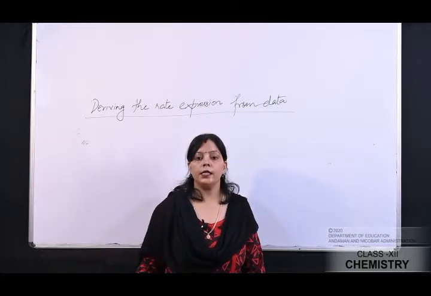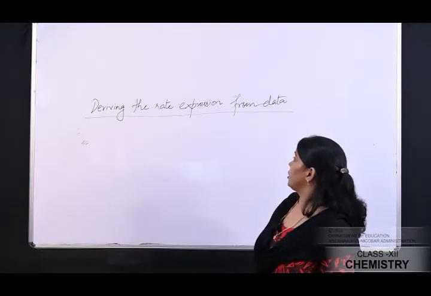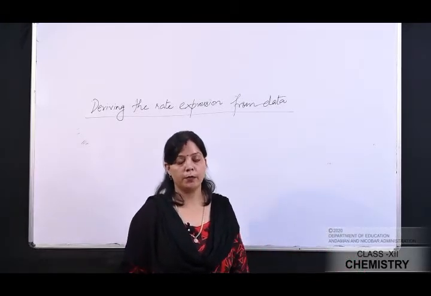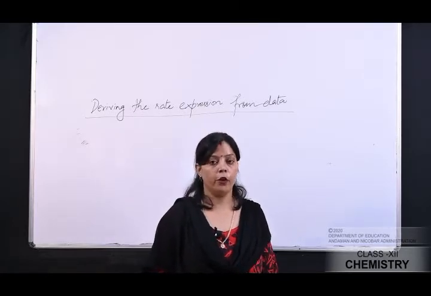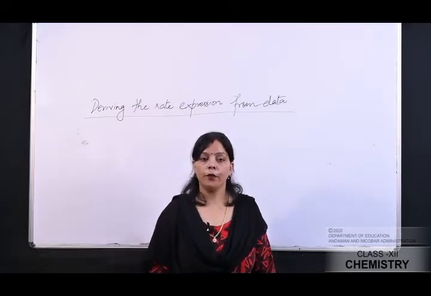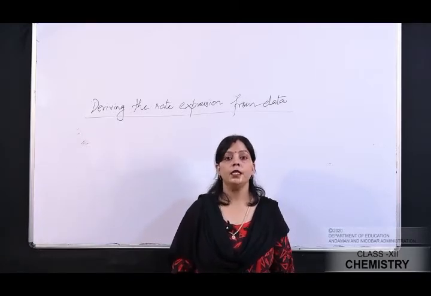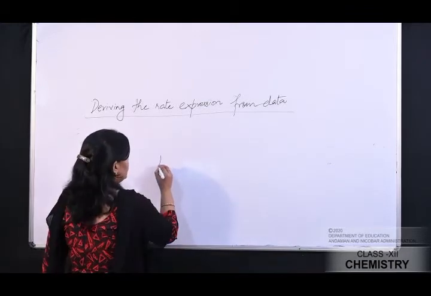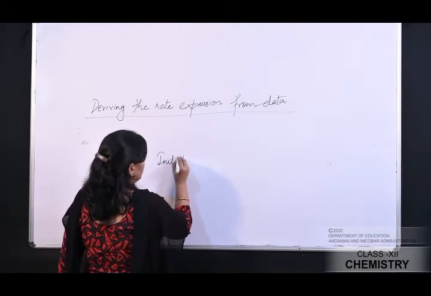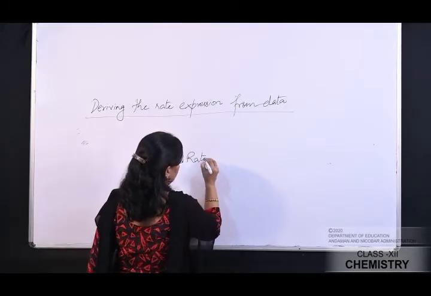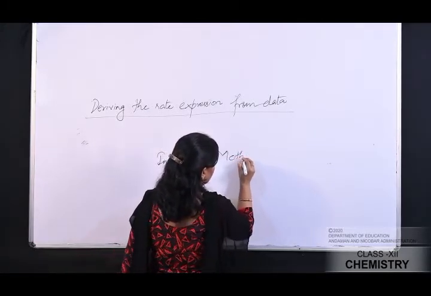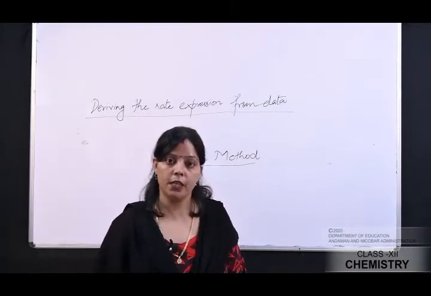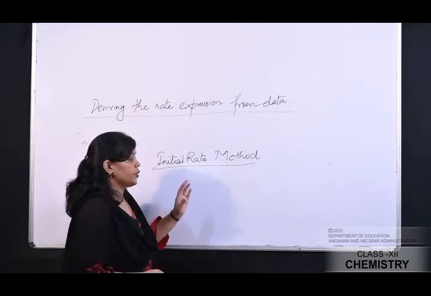After that, the next topic is deriving the rate expression from the given kinetic data. There are many ways to determine the rate expression for a particular type of chemical reaction, out of which one important experimental method is the method of initial reaction rate, that is, the initial rate method. Then how, with the help of this method, are we able to derive the rate expression from the given kinetic data?